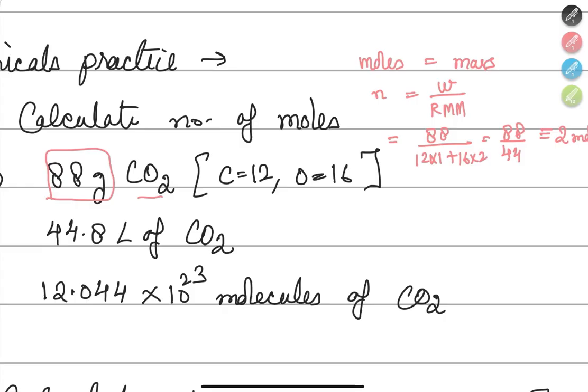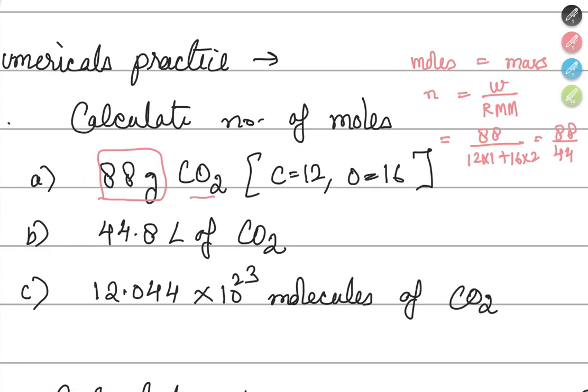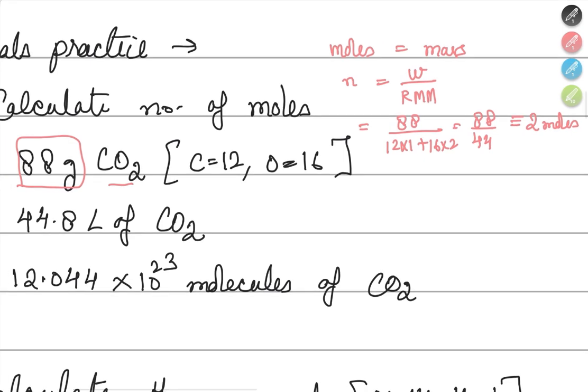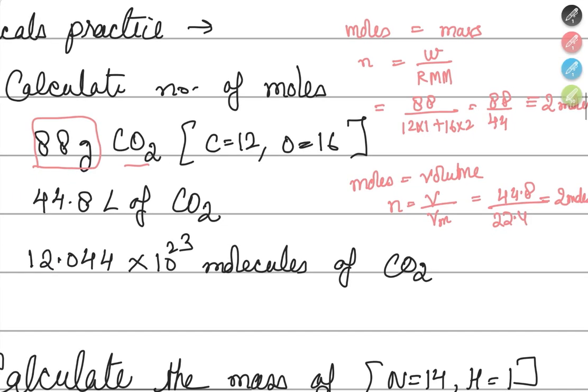Second question, B part, they are asking the same thing in terms of volume. Calculate the number of moles in 44.8 liter of carbon dioxide. Again I see that the ratio given is moles to volume. My formula says the moles will be equal to the volume upon the molar volume, which is the given volume 44.8 divided by my standard volume, 22.4. So I get 2 moles. This is how we do it.